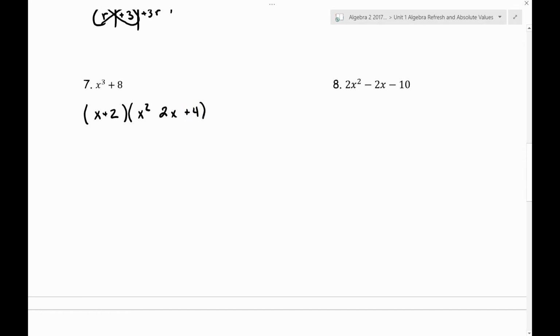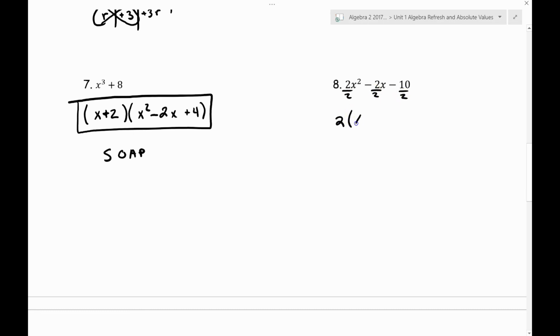So remember SOAP: same, opposite, always positive. The first sign has to be positive. The next sign is the opposite, and then the last one is always positive. Now here we can take out a 2. So let's take out a 2, and then we'll try and see if we can factor this one.